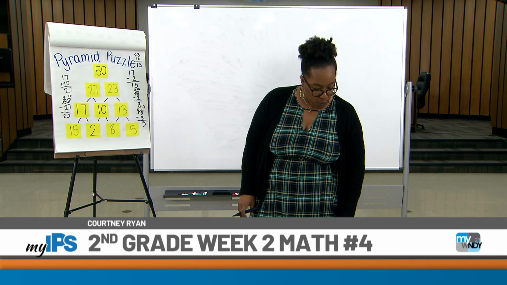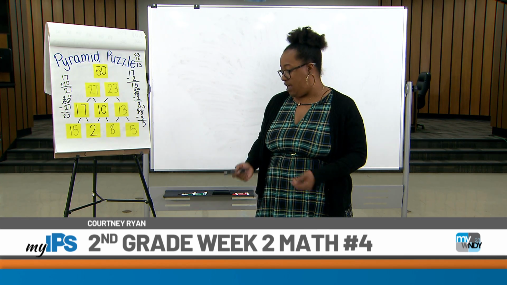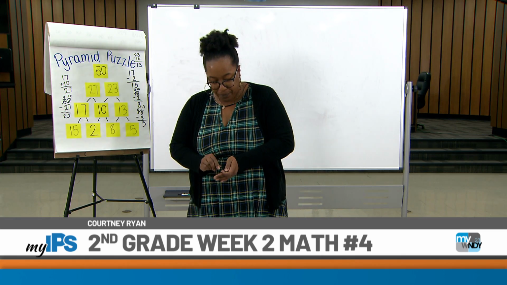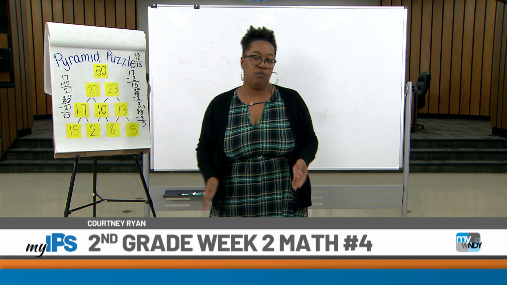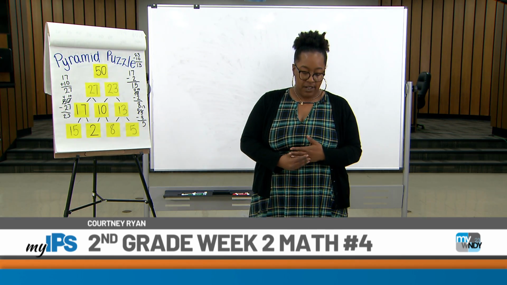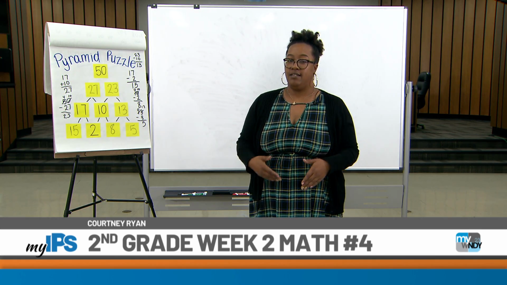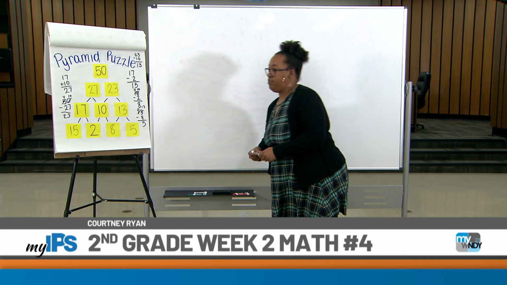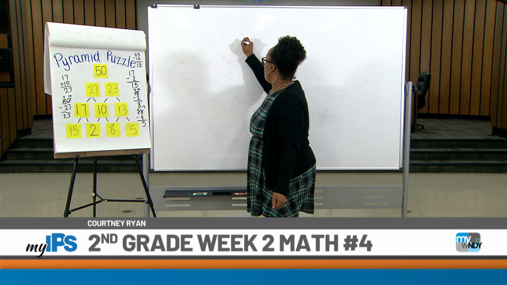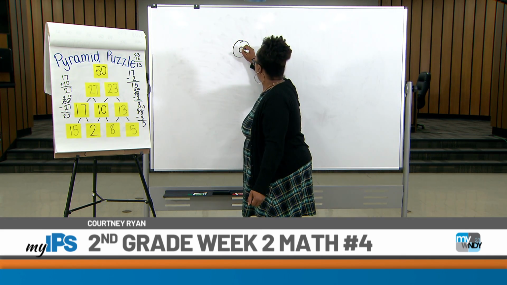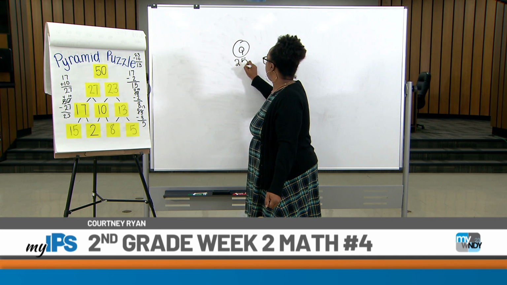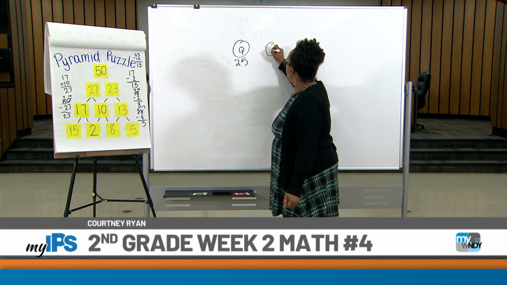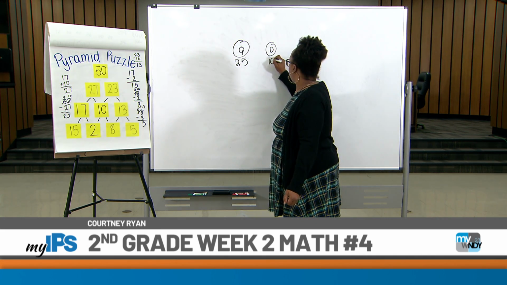Now let's move on to our next activity of making change. Our directions say that they want you to make 47 cents using exactly 6 coins. So the first thing we need to know is the value of each coin. A quarter is worth 25 cents. A dime is worth 10 cents.